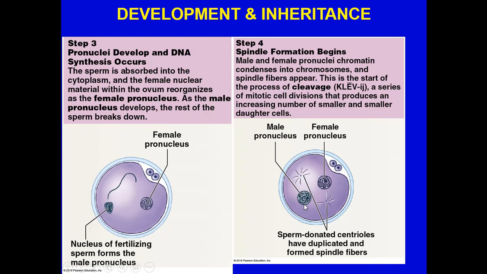As you have these pronuclei, they are going to condense and make chromosomes. Okay? You're going to start getting ready for a cleavage. As you increase the number of cleavages, you're going to get smaller and smaller daughter cells.